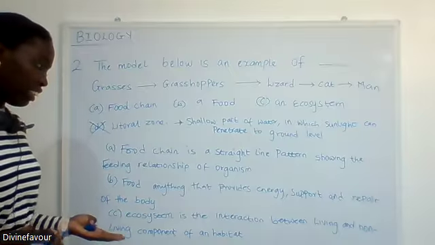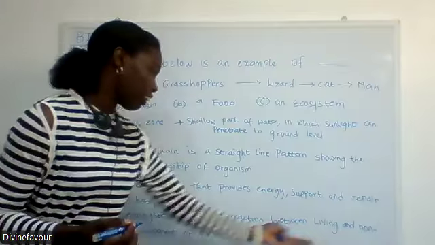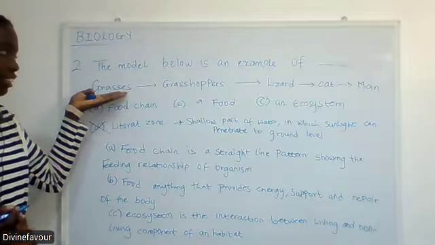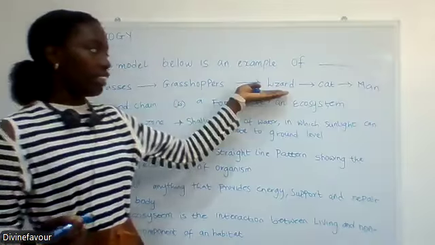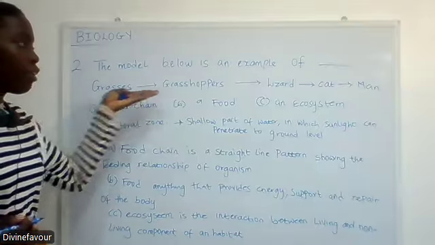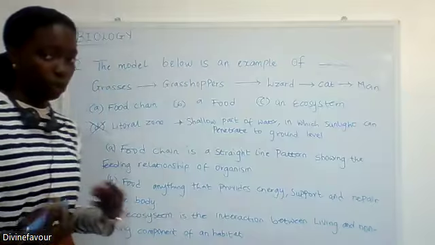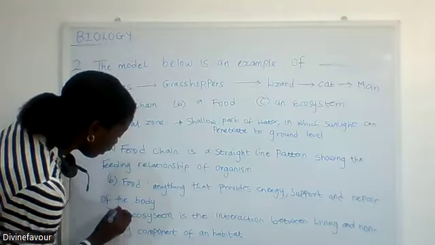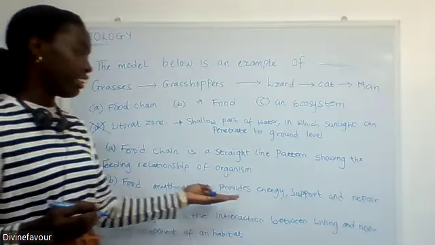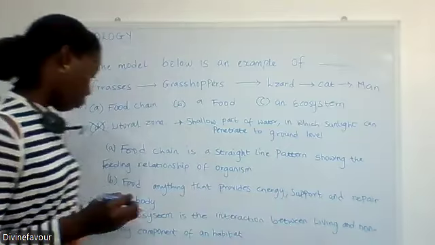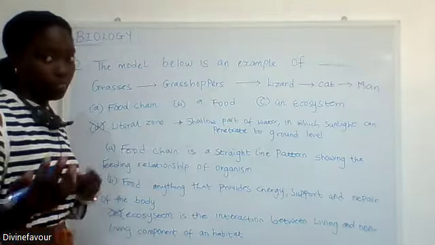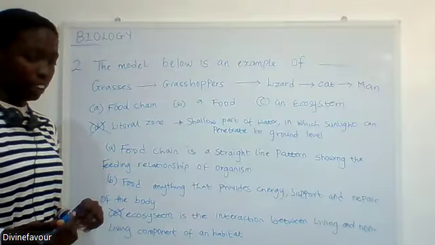Looking at option C, it says interaction between living and non-living components of a habitat. Look at the model. You have grasses, grasshoppers, lizards, cats, and man. You can affirm that every part of this model has life in it, true or false. So this is not likely to be the answer. Then food, anything that provides energy, support, and repair of the body. Everything here in one form or the other classifies as food to man. So we can put that option aside.